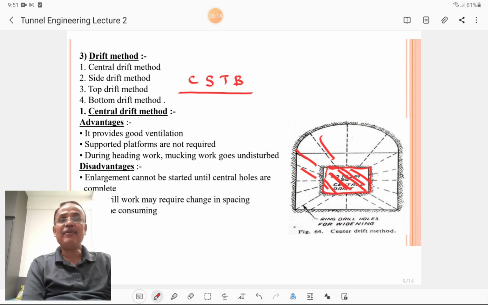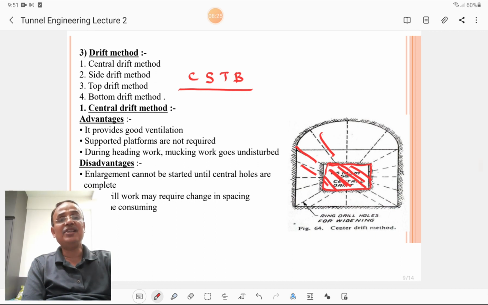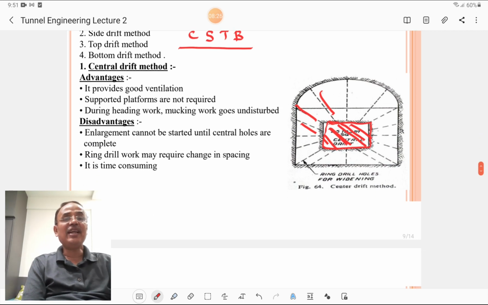Central drift method advantages: it provides good ventilation. Supported platforms are not required during heading work. Mucking work goes undisturbed. And what are the disadvantages? Enlargement cannot be started until the central hole or central drift is complete. Ring drill work may require change in spacing, and it is time consuming.